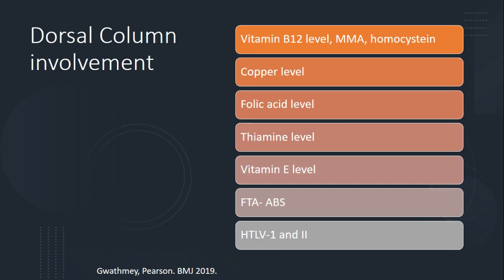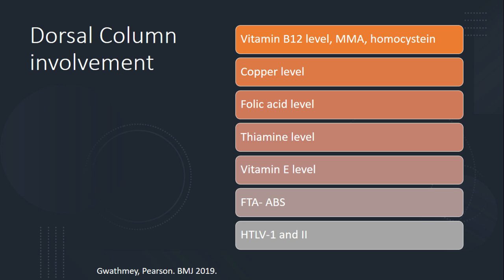When it comes to dorsal column involvement, vitamin B12 deficiency can also be assessed by doing MMA and homocysteine levels, because sometimes the vitamin B12 level is low normal, but MMA or homocysteine could be abnormal, which could be helpful. And it's a very common acquired cause of dorsal column involvement in patients with severe ataxia. Copper level, folic acid level, thiamine deficiency, vitamin E level again, FTA-ABS antibody for tabes dorsalis. HTLV-1 and 2 can also cause dorsal column involvement.